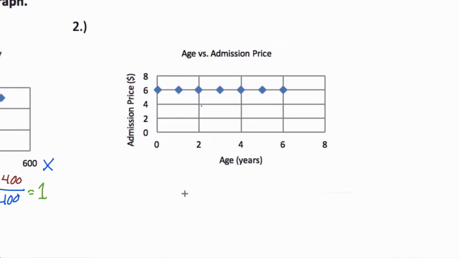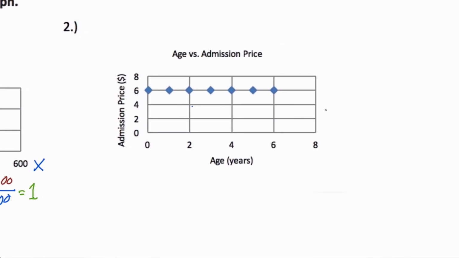I'm going to do the same thing here. Hopefully you get that age is on the x-axis and admission price to the movies is on the y-axis. Or it doesn't say movies, it could be anything. It could be a play or a dance or something. We're just going to pick a couple numbers. Let's pick this one. That one right there is going to be 6 over 6. Y is 6, and x is 6. So that gives us a rate of 1.